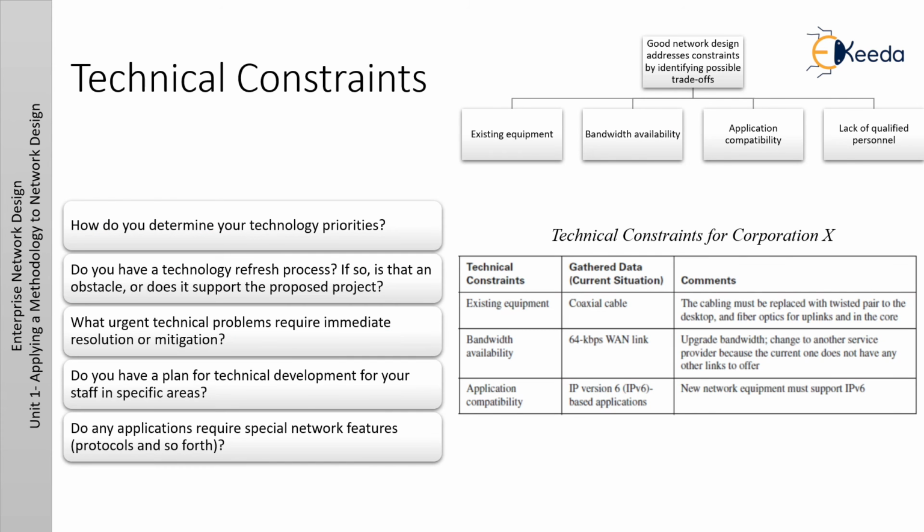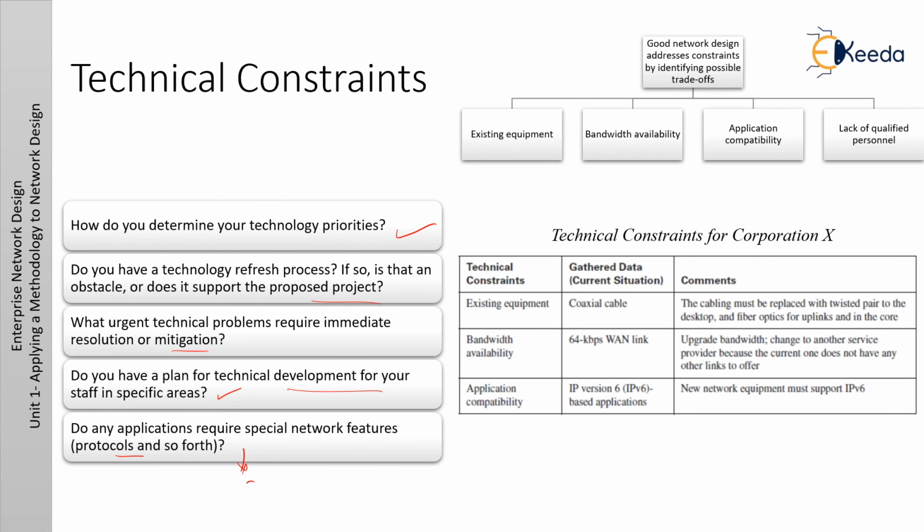Now come to technical constraints. There are different technical constraints. First is how to determine your technology priorities. Do you have a technology refresh process? If so, is that an obstacle or does it support the proposed project? Next, what urgent technical problems require immediate resolution or mitigation? Do you have a plan for technical development for your staff in specific areas? And do any applications require special network features like protocols and so forth?